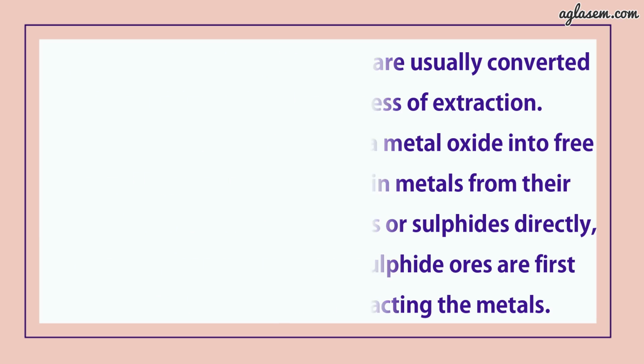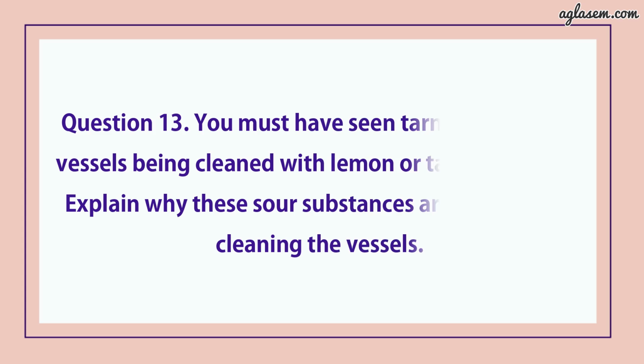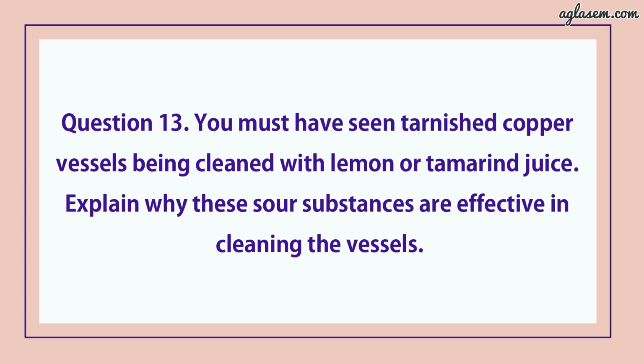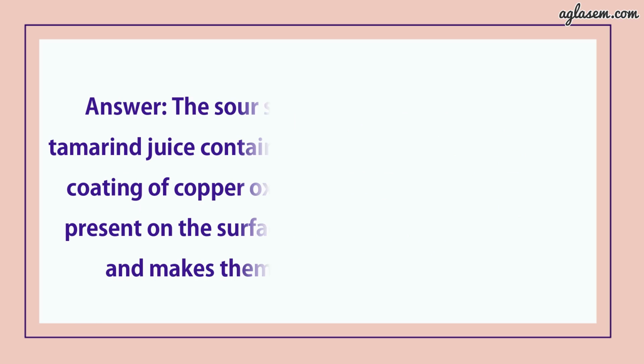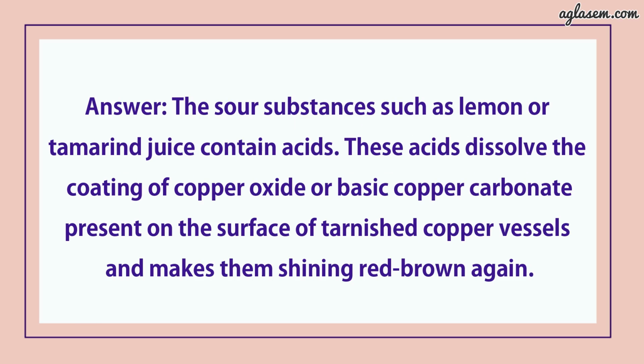Question number 13 says, you must have seen tarnished copper vessels being cleaned with lemon or turmeric juice. Explain why these sour substances are effective in cleaning the vessels. Answer is, the sour substances such as lemon or turmeric juice contain acids. These acids dissolve the coating of copper oxide or basic copper carbonate present on the surface of tarnished copper vessels and make them shining red-brown again.